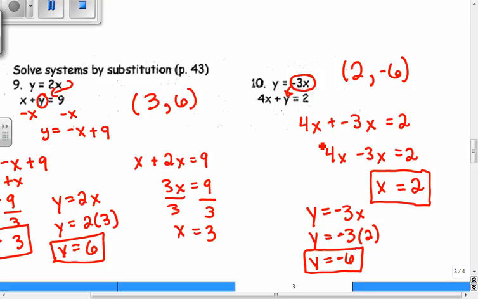You can always check it just like before. Let's see if this works. Negative 3 times 2 is negative 6. Okay? 4 times 2 would be 8 plus y, which is negative 6. So 8 plus negative 6 would be positive 2. So it works.